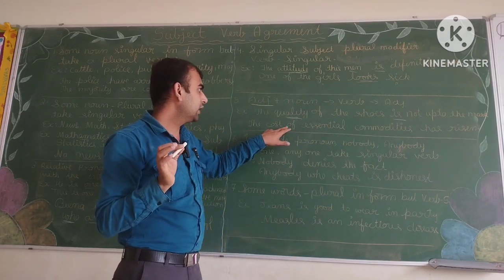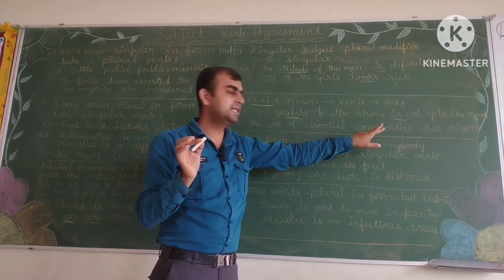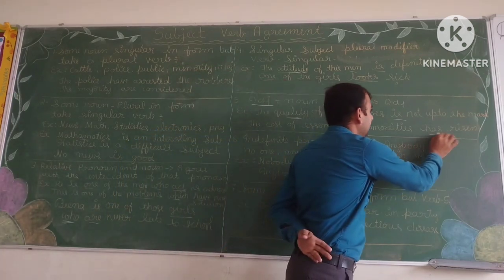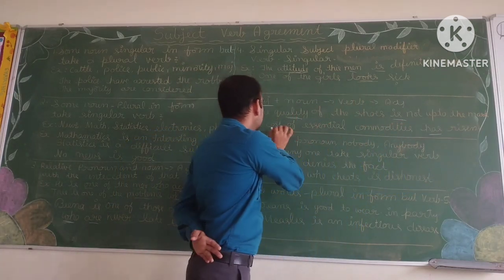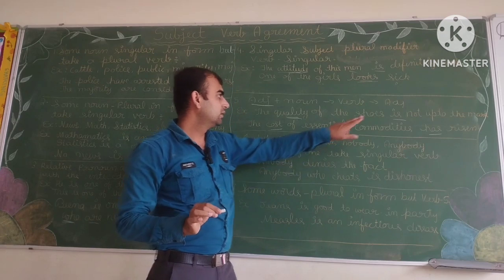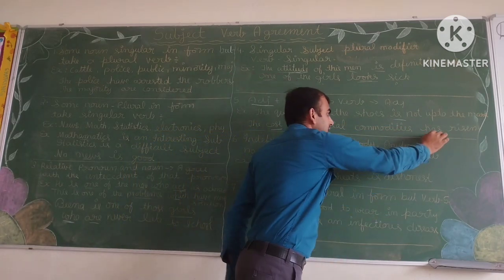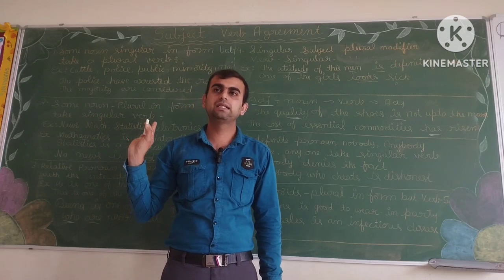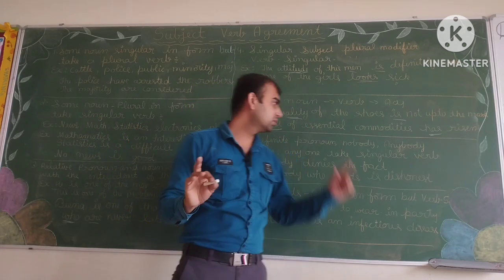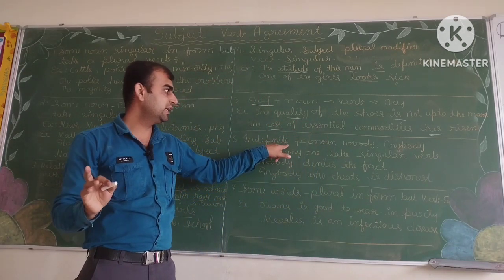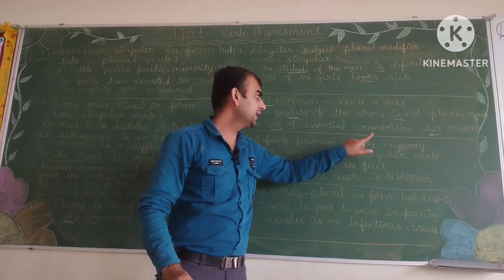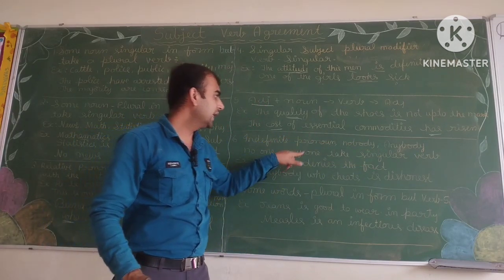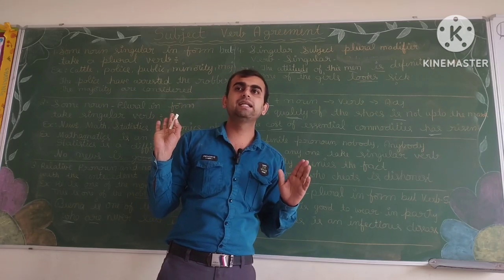Next one. The cost of essential commodities has risen. The cost is singular. That's the reason the verb must be singular. If the adjective is singular, the verb must be singular. We don't consider the noun. And next, indefinite pronouns, that is nobody, anybody, no one, anyone, always take a singular verb.